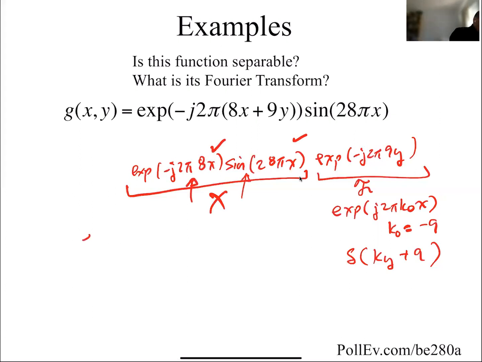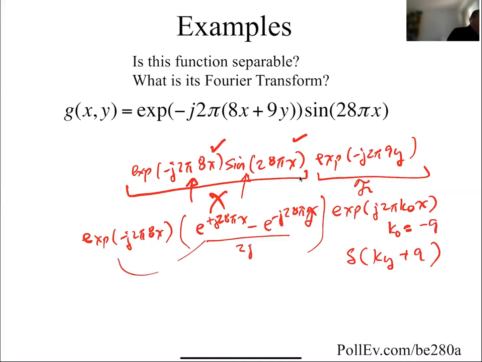You'd take exp(-j2π8x) and then (e^(j28πx) minus e^(-j28πx)) over 2j. Then you can combine these, and these are going to be different exponentials, which you can take the Fourier transform of, and that's how you would do that problem, all right? If there are any questions about this, let me know. There will be homeworks like this in the future when we get to MR, to make sure that people know how to handle very basic Fourier transforms.